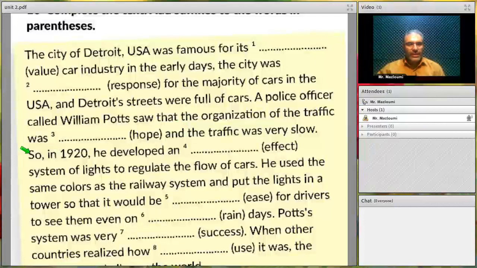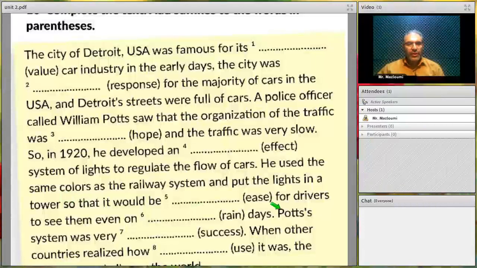So in 1920, he developed an effective system of lights. He came up with an idea. It was very effective to regulate the flow of cars. To regulate means to control something by setting rules, everyone. He used the same colors as the railway system and put the lights in a tower. A tower is a kind of tall structure, a post, for example, so that it would be easy for drivers to see them even on rainy days.